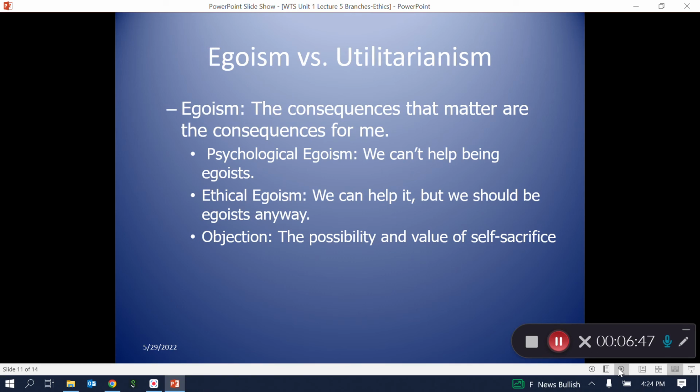So a new objection. Not only is self-sacrifice possible, but at times it can be morally good. If you can think of one morally good example of self-sacrifice, think Jesus again, then you've put the ethical egoists in their place. Now, mind you, I'm not saying we should never look out for our own interests. Of course, there are times when we should, but I don't think that's all ethics is. Hence, I think egoism is wrong.